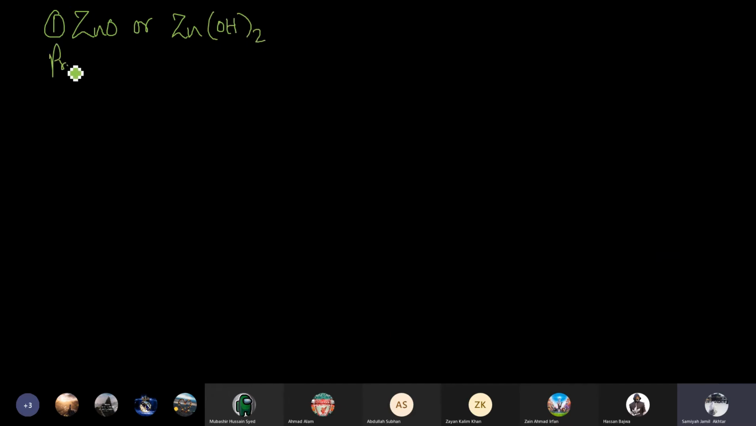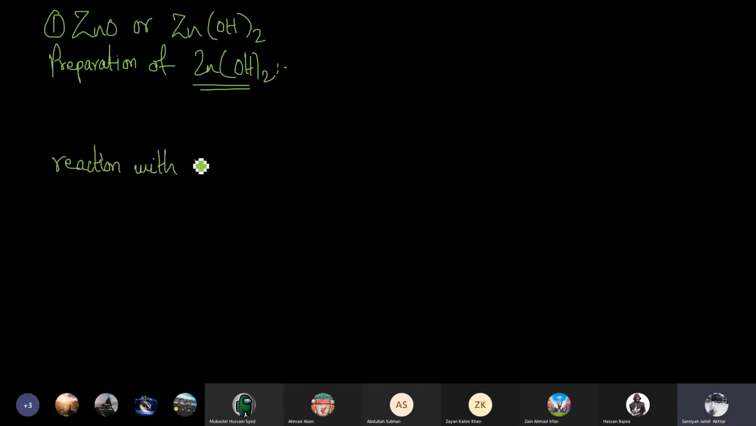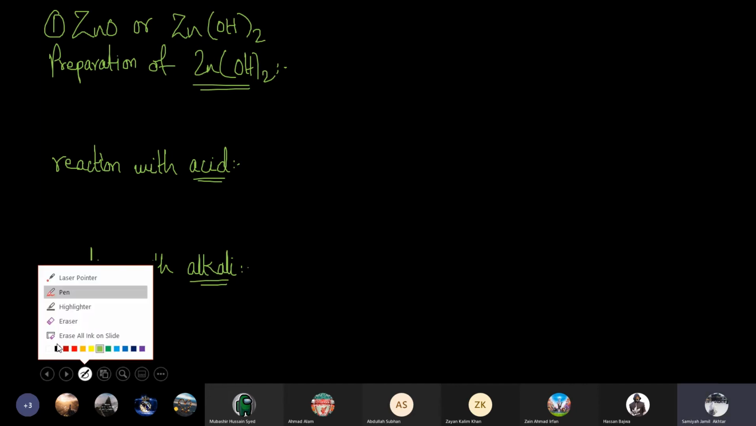So first, the equation in your book is about the preparation of zinc hydroxide. After its preparation, first we will see its reaction with acid, and then we will see its reaction with alkali. In the definition it's written that it has a unique property: because it's amphoteric, it can react with acid and alkali both. We'll see how it reacts.